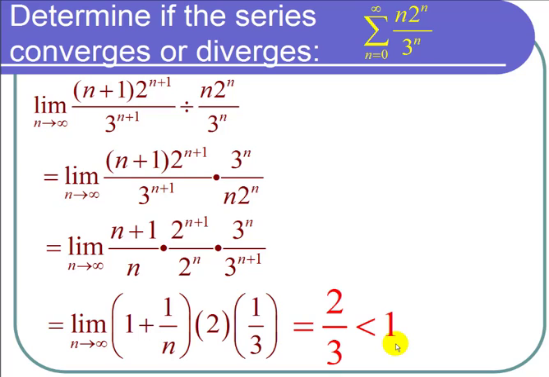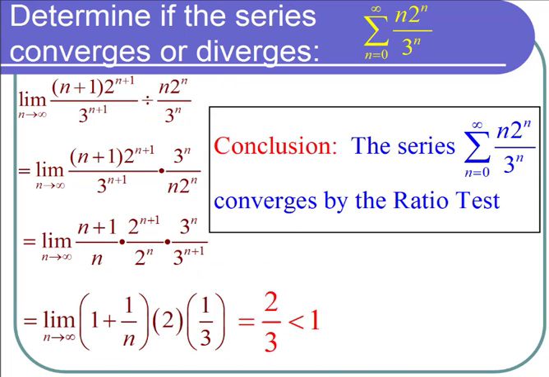And I'm ready to state my conclusion. When we have a limit of the ratio that is less than 1, that means that the series converges. We can conclude that the series, the sum from n equals 0 to infinity of n times 2 to the n over 3 to the n, converges by the ratio test. And I'm done with the problem.